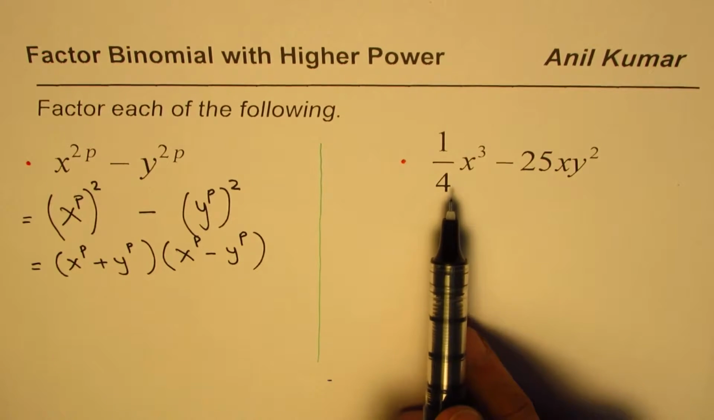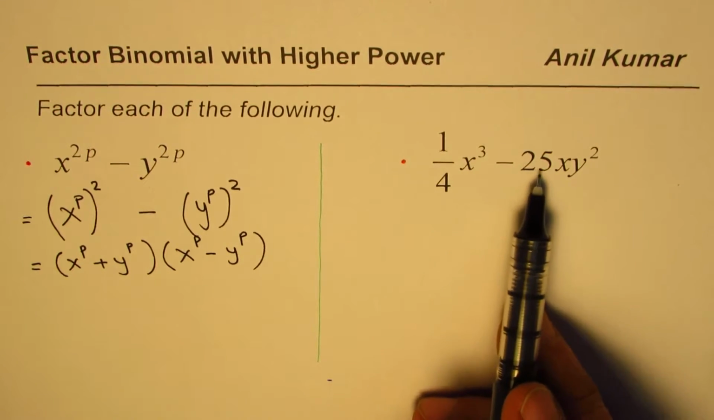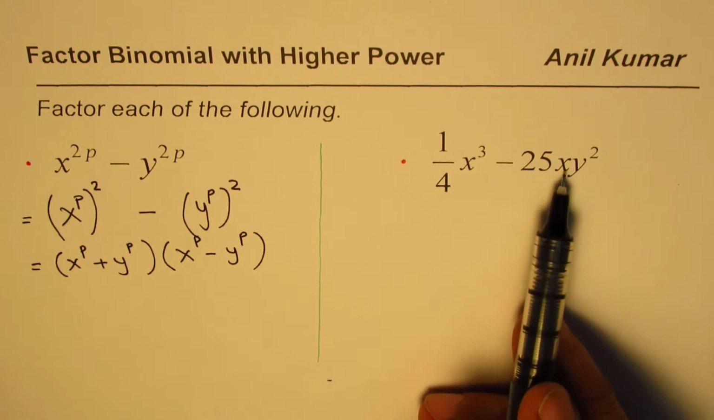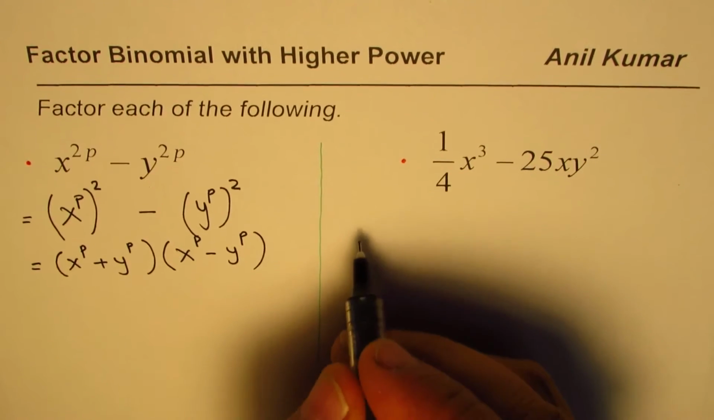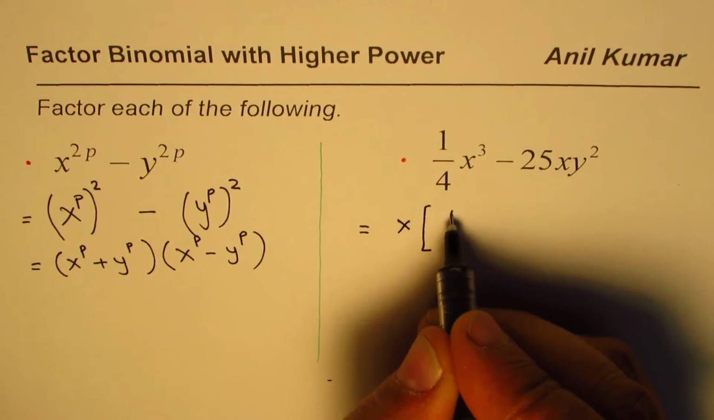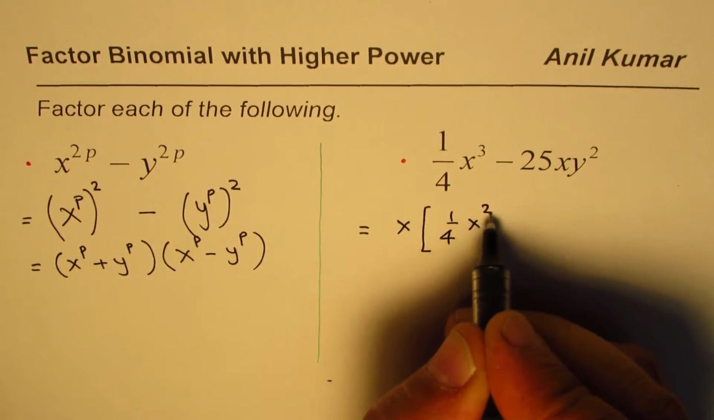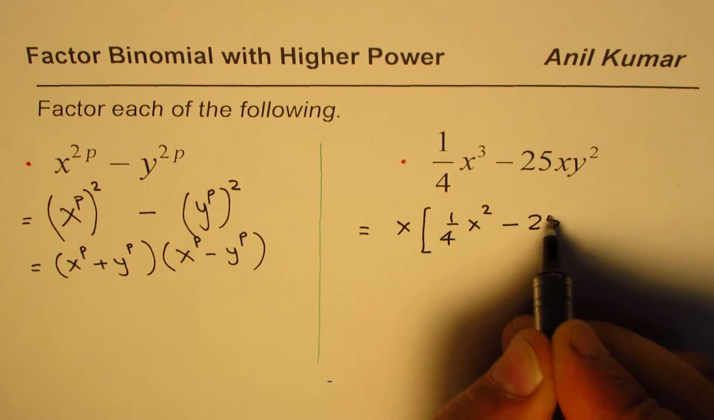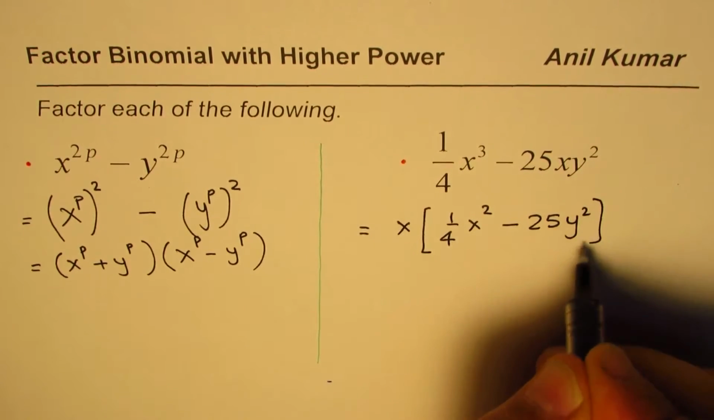1 over 4 x cubed minus 25xy squared. So x is a common factor. So let's group factor x. Then what are we left with? We have 1 over 4 x squared minus 25y squared.